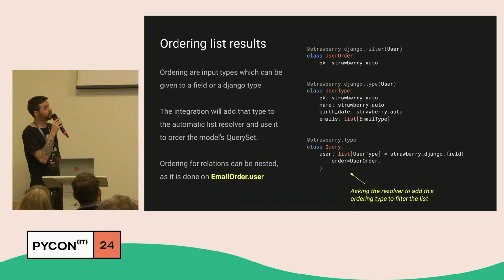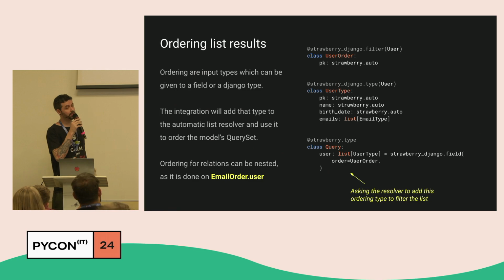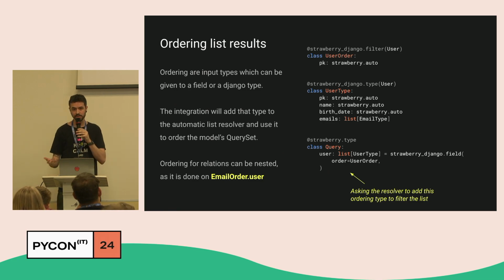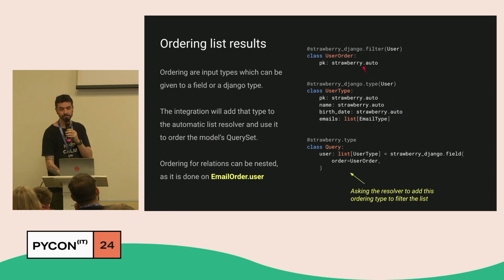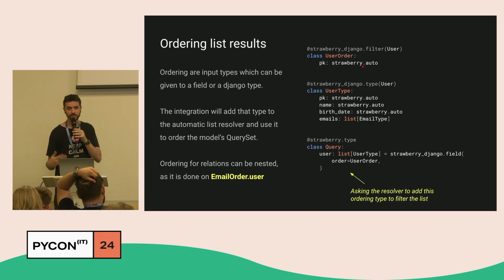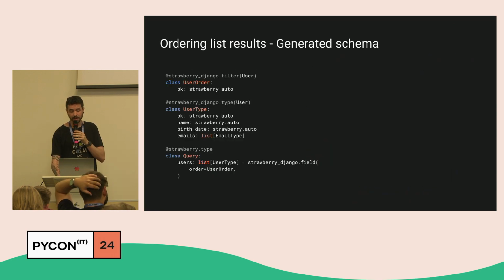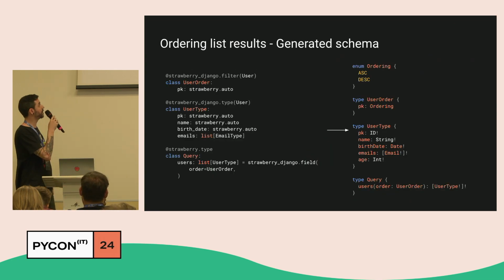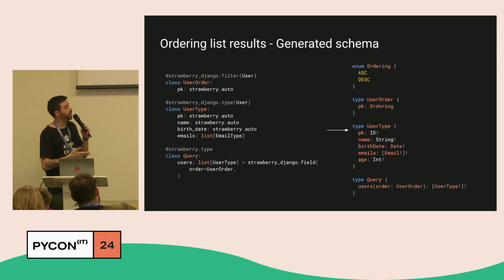The same goes for ordering. I'm going to go really quickly on this because it's very similar to filters. You can define an ordering type, as a way to ask for the results to be returned in a given order. It is going to generate this enum, ASC or DESC, and you can just query for it. And for example, in this case, I was asking for the emails.